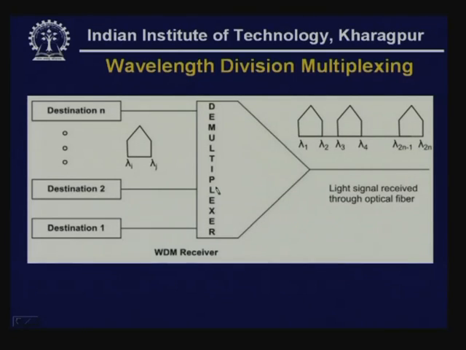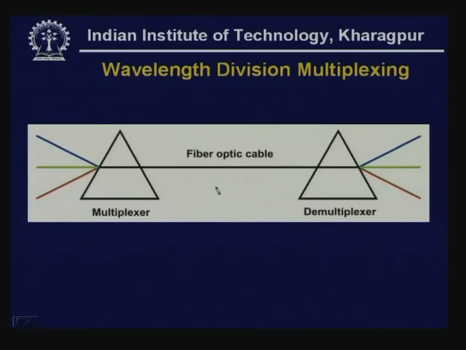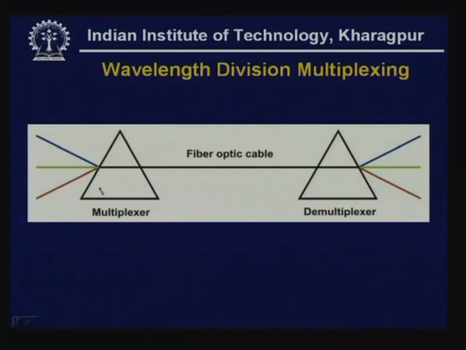You may be wondering how this multiplexing and demultiplexing can really be done. This can be explained very easily with the help of this simple diagram, where we have used two prisms. As you know, an optical signal, the light signal, has two properties, reflection and refraction. So, we can make use of the refraction property to combine light signals coming from three different sources.